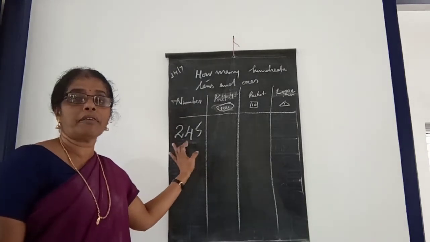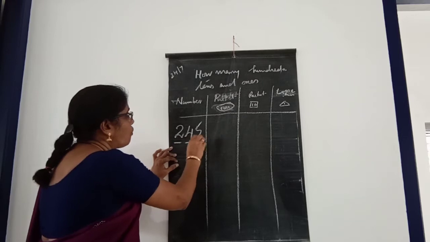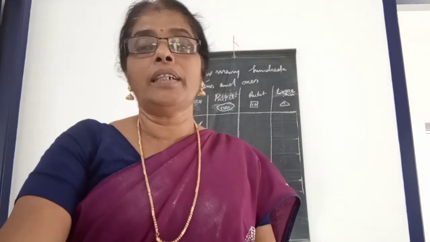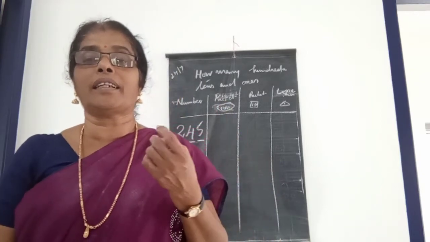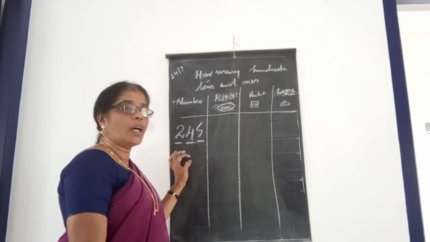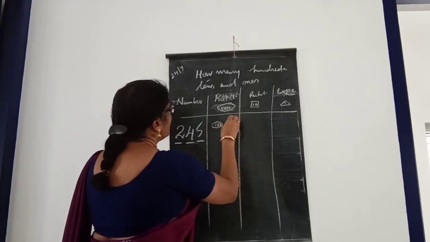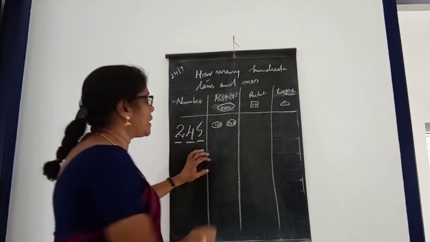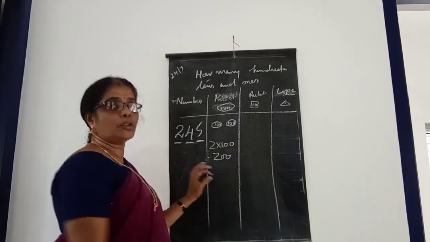245. How many hundreds in that? You can look here: one is 2, one is 4, one is 5. When I am reading 200, you can understand how many hundreds are in that. 200 means 2 hundreds, so we can take 2 packets of 100, which means 100 plus 100. 200 means 2 into 100. That is 200.